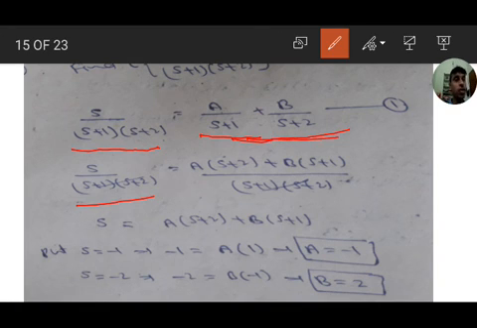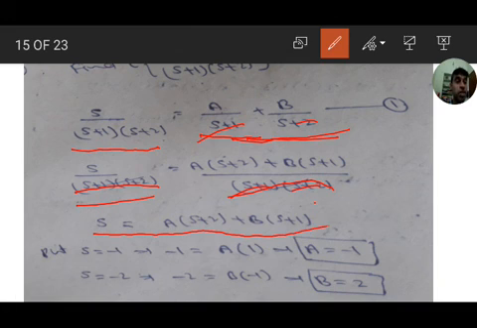(s plus 1) into (s plus 2) is the LCM. For a, (s plus 1) cancels, we get a into (s plus 2). For b, (s plus 2) cancelled, we get b into (s plus 1). And this denominator is cancelled. We get s equal to a into (s plus 2) plus b into (s plus 1).